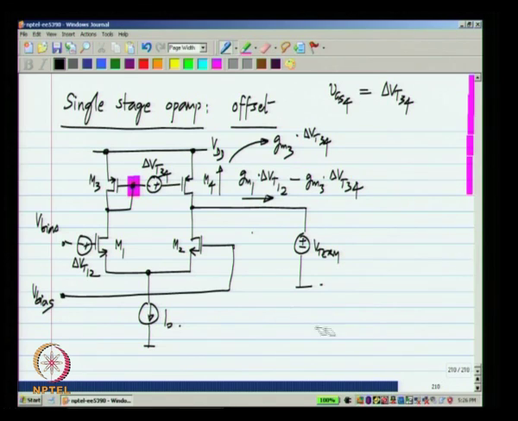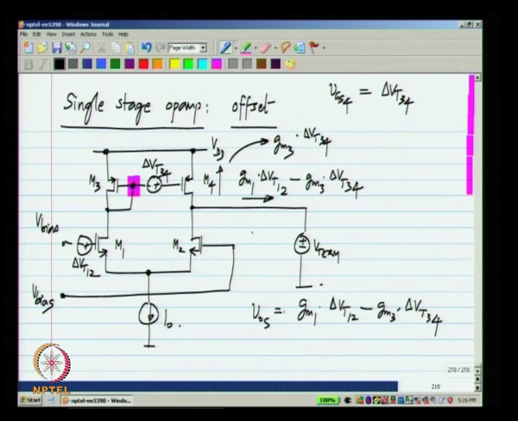So, the offset current is GM1 times delta VT12 minus GM3 times delta VT34. As I explained before, we would like to represent this as an input referred offset voltage, and that is nothing but IOS divided by GM1.